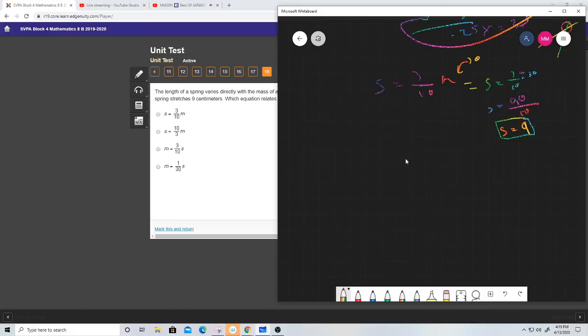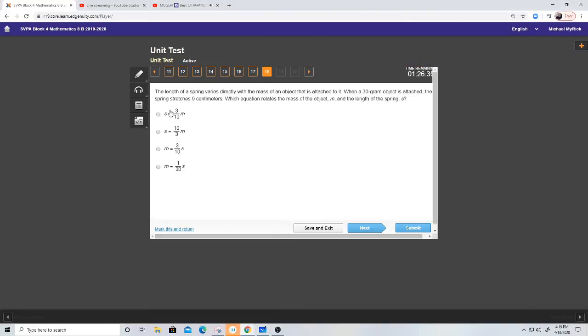Again, you could quickly do that by noticing if you ever have zeros on the end of fractions, you can cross them out, and 9 divided by 1 is 9. So I like that one already, because M is our mass, and mass is grams. Spring is S. The length of the spring is S. So we're going to go right there with that one.